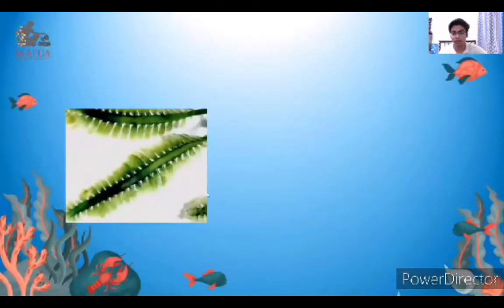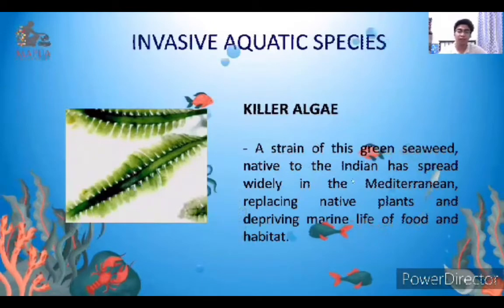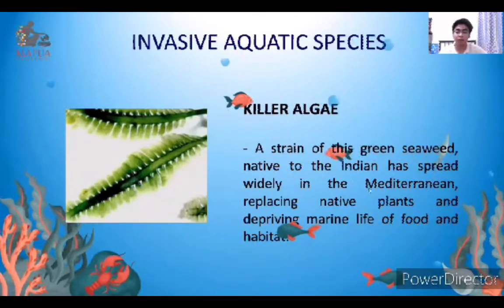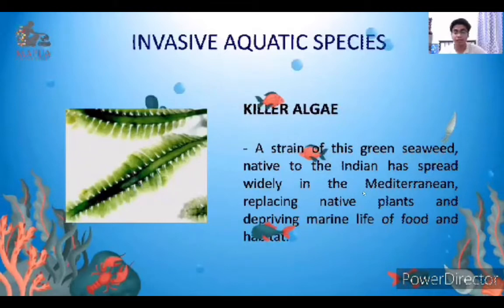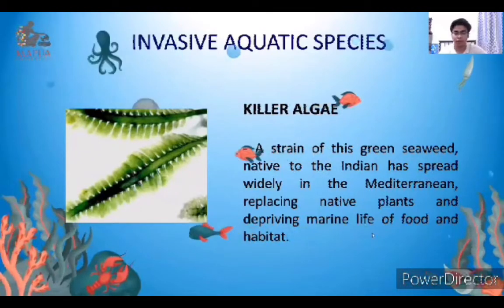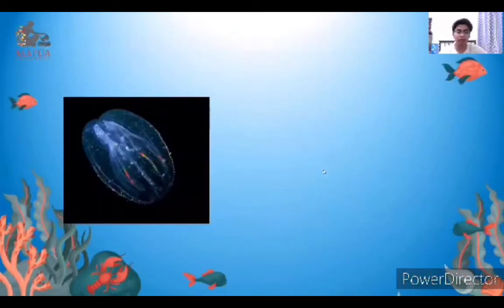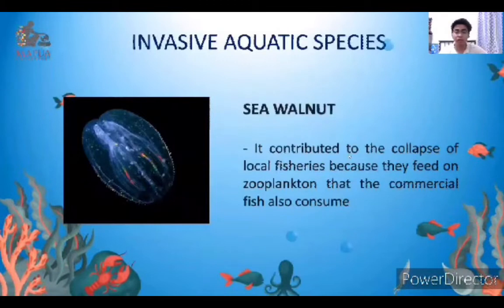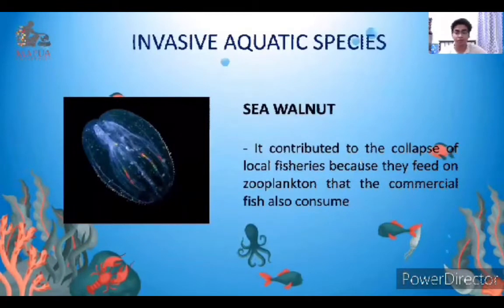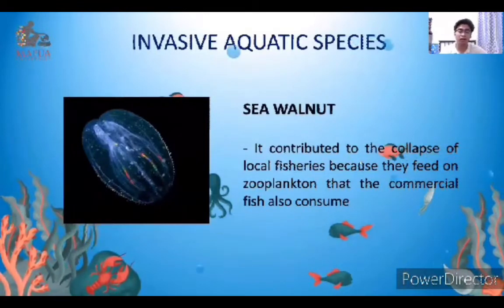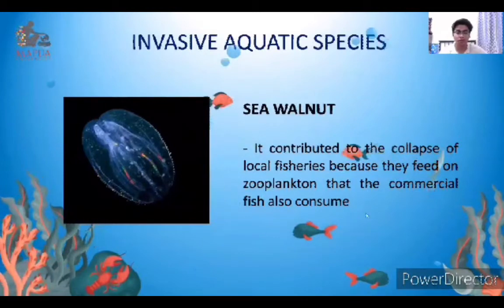The next one is the killer algae. It's a green seaweed native to the Indian Ocean that has spread in the Mediterranean, replacing native plants and depriving marine life of food and habitat. And the last example is the sea walnut. It contributed to the collapse of local fisheries because they feed on zooplankton that the commercial fish also consume.